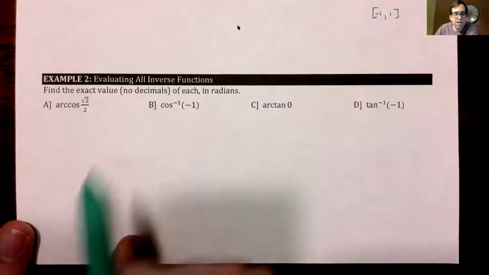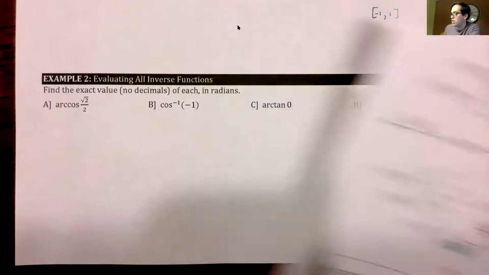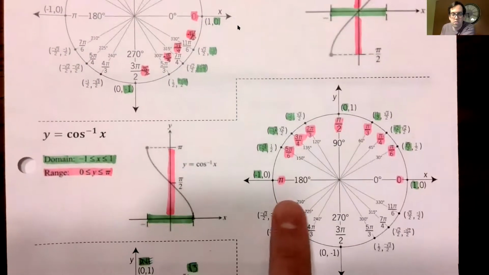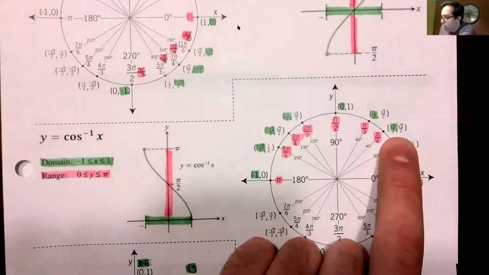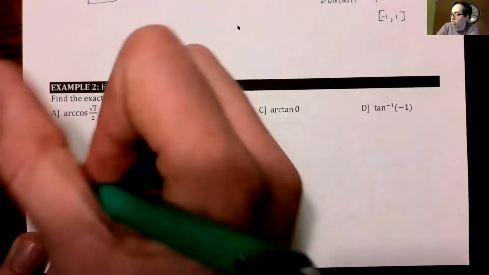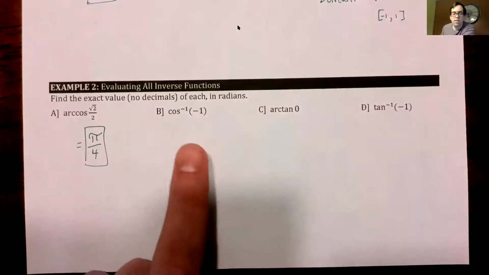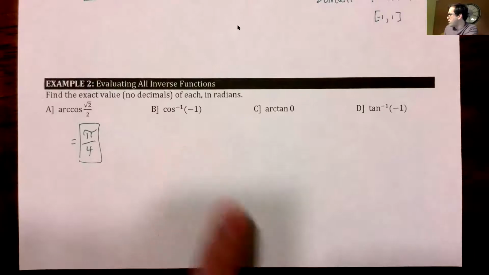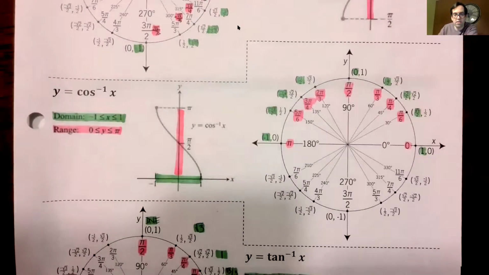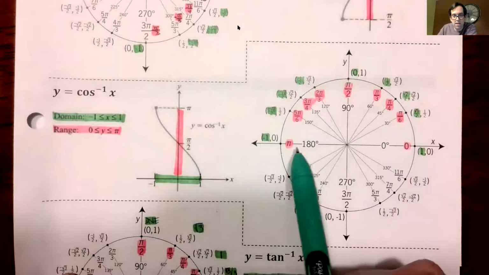Find the exact value of each in radians. The arc cosine of √2 over 2. So we're going to look at the cosine unit circle. √2 over 2 is right there. And the output would be the angle pi over 4. Cosine inverse of -1. So we take a look at the cosine unit circle. We look for -1 on the outside, and the angle of the output would be pi.